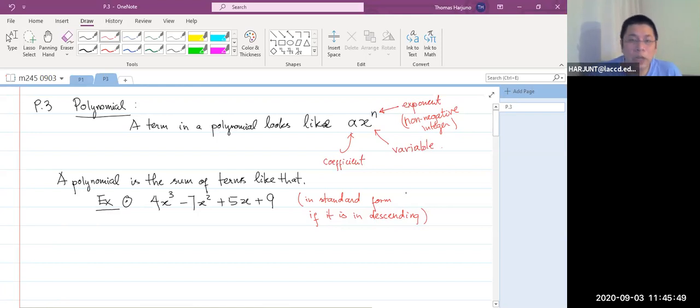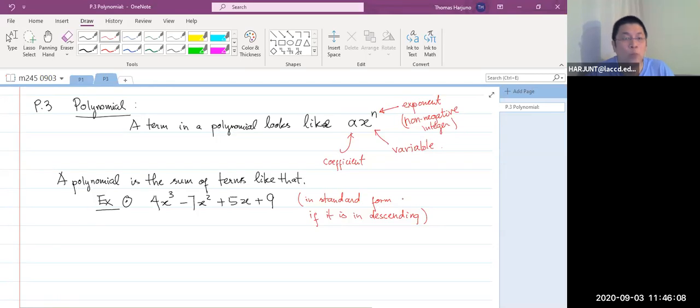Okay. Oh, by the way, the coefficient may be any number. It doesn't have to be an integer. It may be decimal, maybe fraction. That's totally fine. It's the exponent that has to be a non-negative integer.